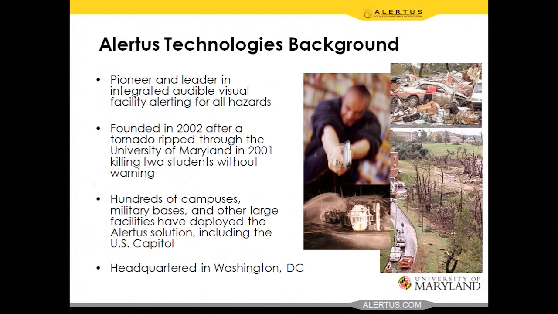From that point on, we've deployed at hundreds of college campuses, many military bases, large facilities. We're in corporate industrial, healthcare facilities, so really across the board. Even the U.S. Capitol here in the D.C. area where we're headquartered has deployed Alertus systems for key threats to the Capitol that they want to notify people to. Across the board, we're finding emergency notifications becoming pervasive throughout all industries.